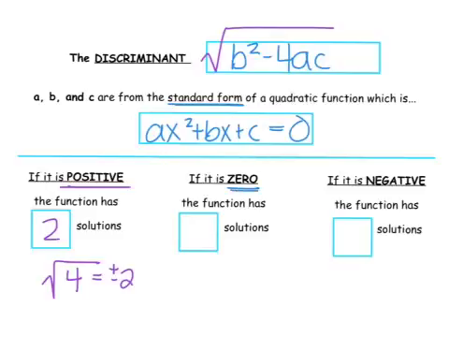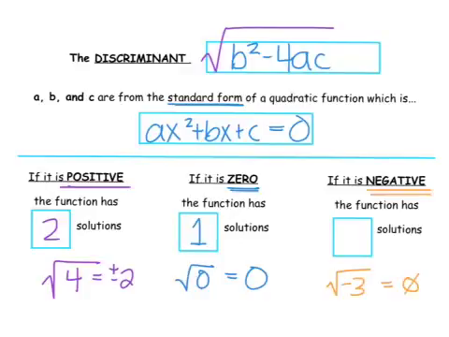If the discriminant is 0, it'd be like taking the square root of 0, which is just 0. We would get one solution. And if our discriminant is negative, it'd be like trying to take the square root of negative 3, which we can't do, and so we would have 0 solutions. You could also say no solution. But that's how we can determine the number of solutions, just by figuring out whether the discriminant is positive, 0, or negative.